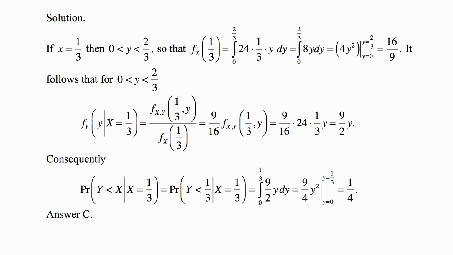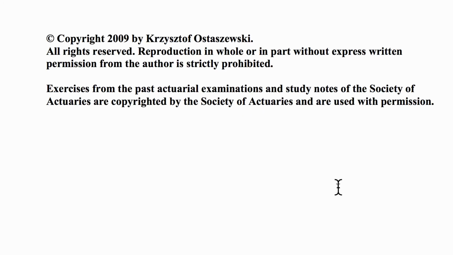Then the probability that y is less than x, given that x is equal to 1/3, is the same as the probability that y is less than 1/3, given that x is equal to 1/3, which is the integral from 0 to 1/3 of that conditional distribution of y that we just calculated, which is 9/2 y dy. So the integral from 0 to 1/3 of 9/2 y dy, the integral of which is 9/4 y squared, evaluated from 0 to 1/3, gives us 1/4. Answer C.